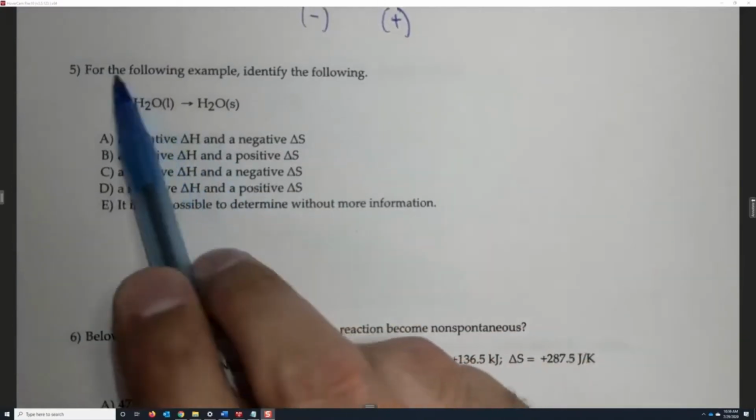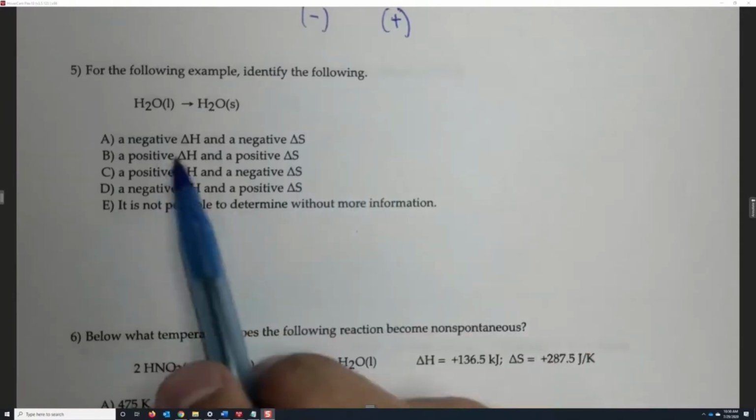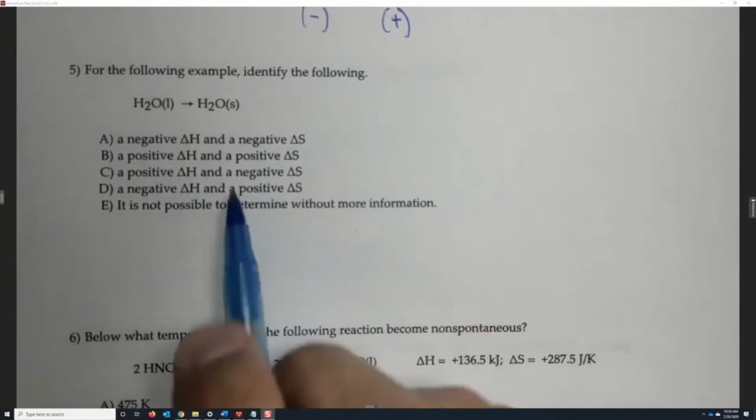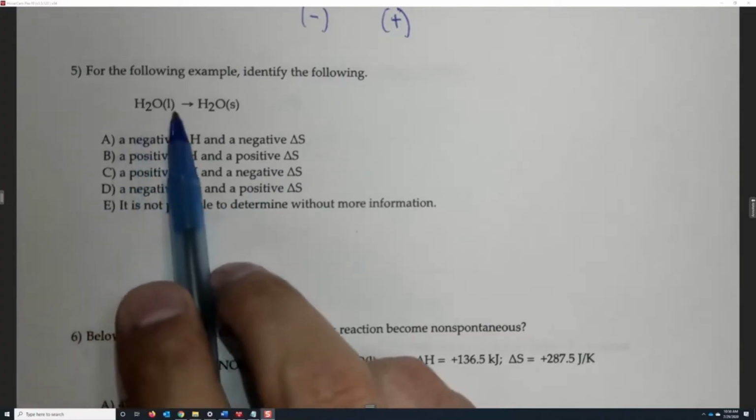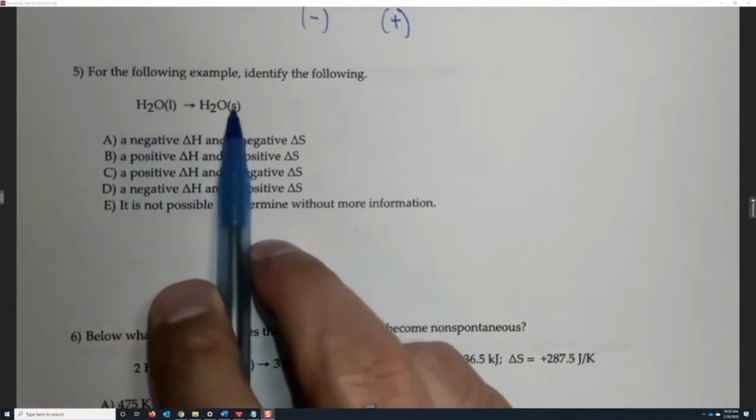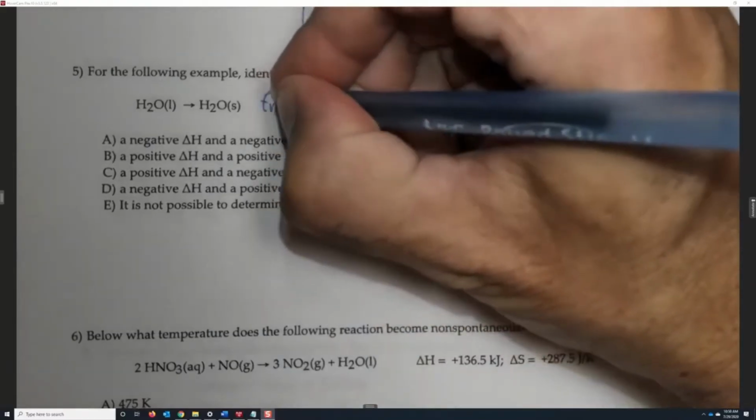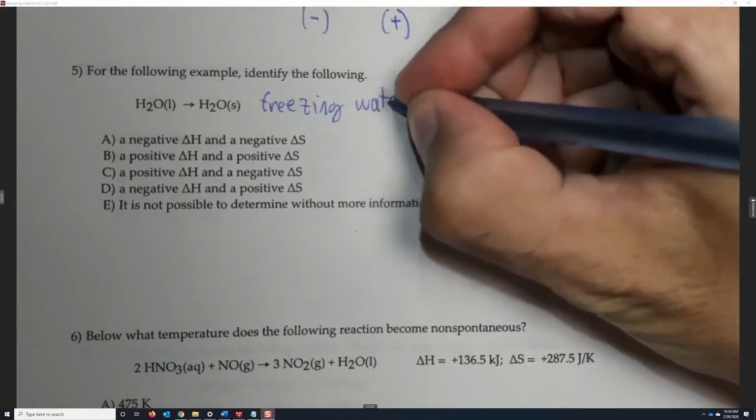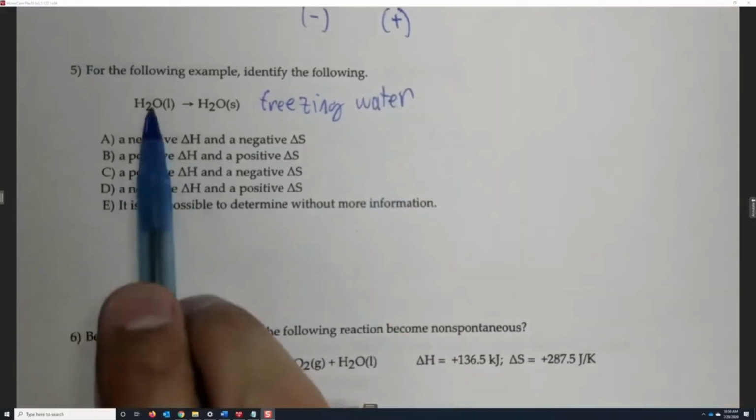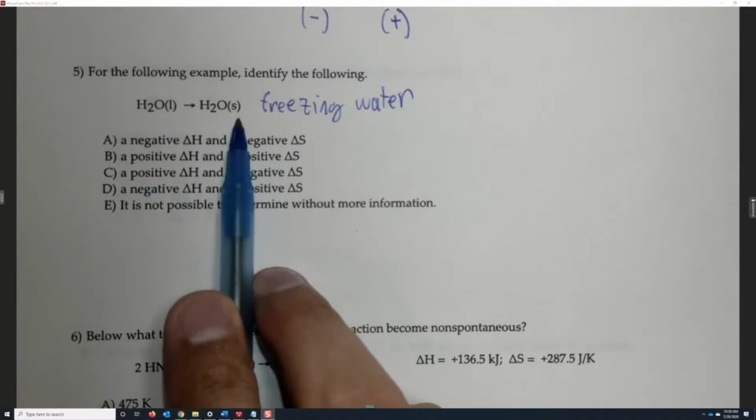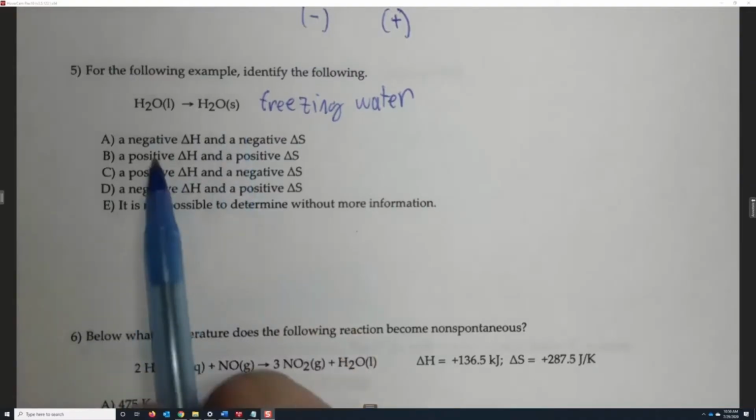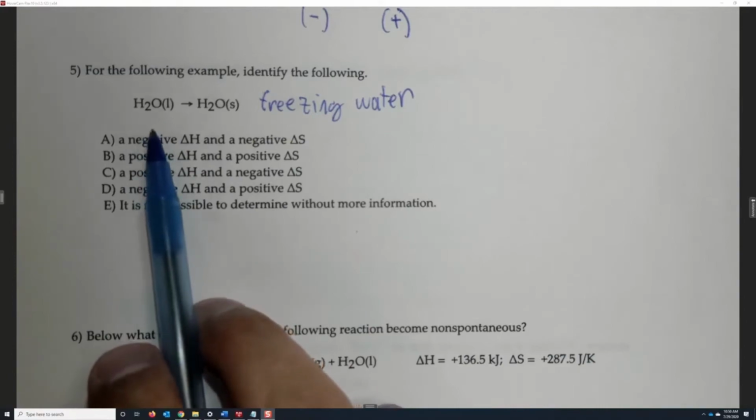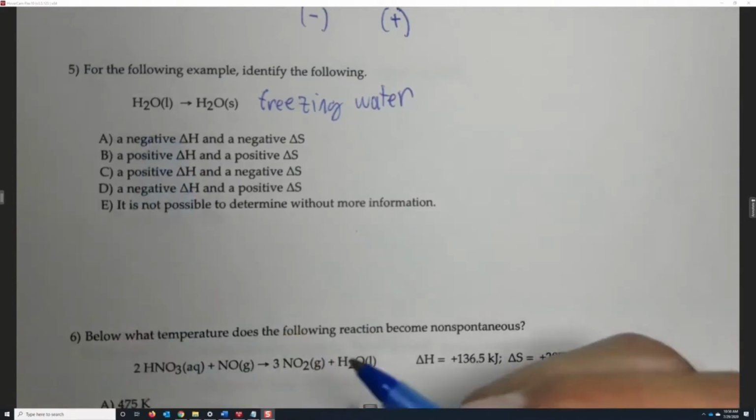Number 5 says, for the following example, identify the signs on delta H and delta S. So let's take a look at this. We have liquid water becoming solid water. So what are we doing here? We are freezing water. We need to think practically about what we're doing. It is a liquid, and it's becoming a solid. So let's think about whether delta H and delta S are positive or negative.